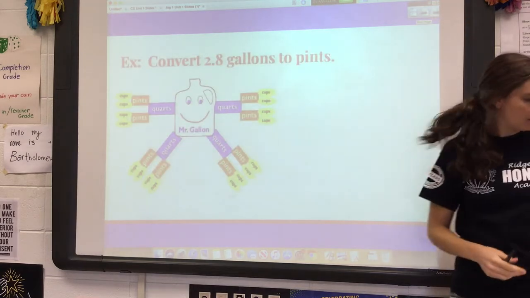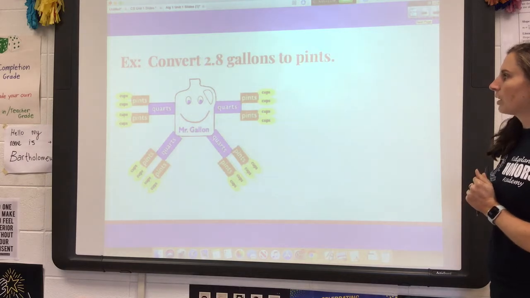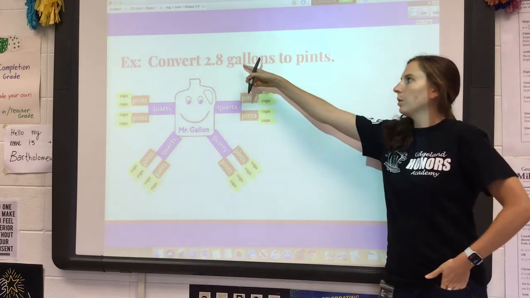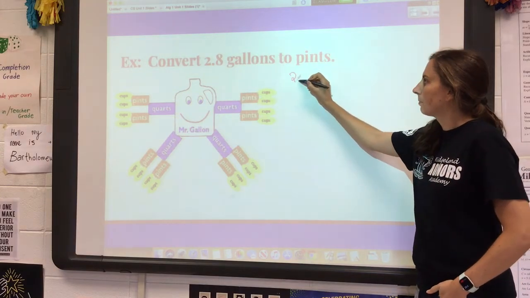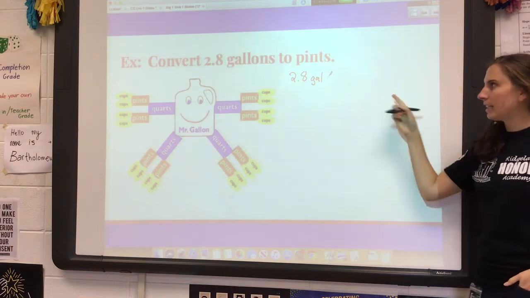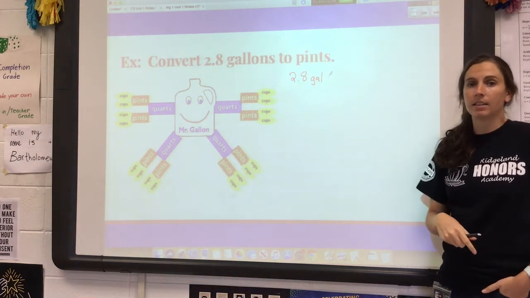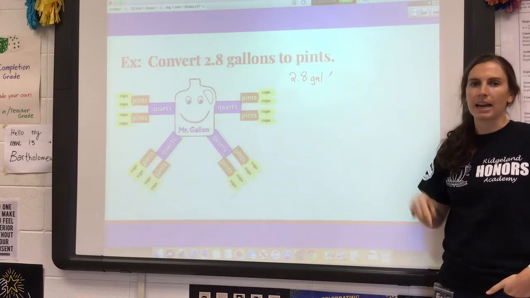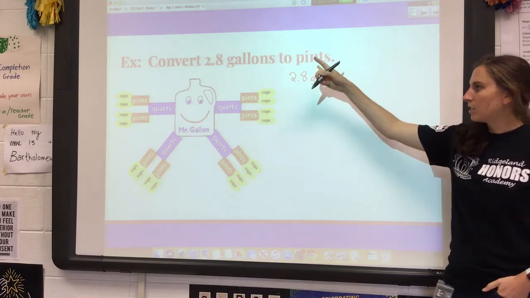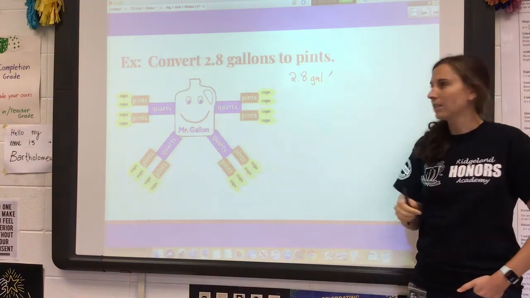Here's an example of using Mr. Gallon Man here. If I want to convert 2.8 gallons to pints, again, I'm going to start with what I'm given, and then I ultimately need to get to pints. You may know how many pints are in a gallon. It's 8. So really you would just need to multiply it by 8, and that's fine. If you forgot, you could go gallons to quarts and then quarts to pints. Either way, you should get the same answer.